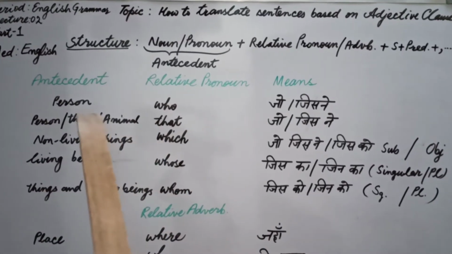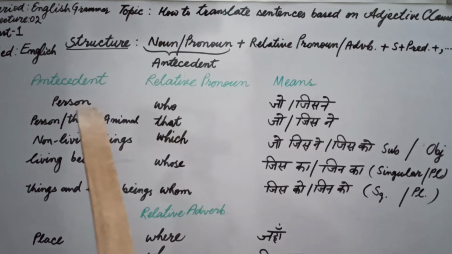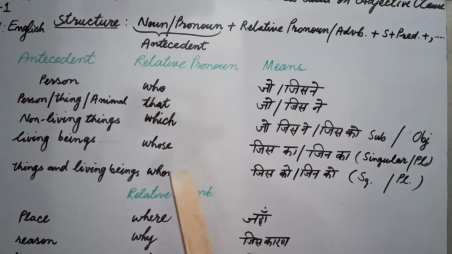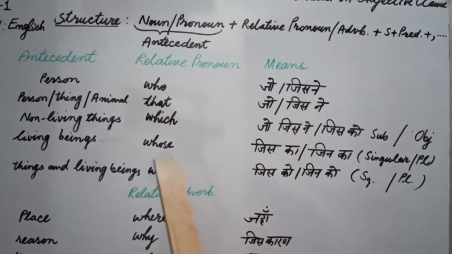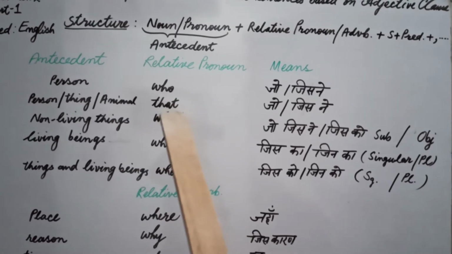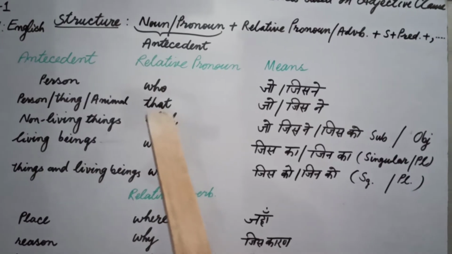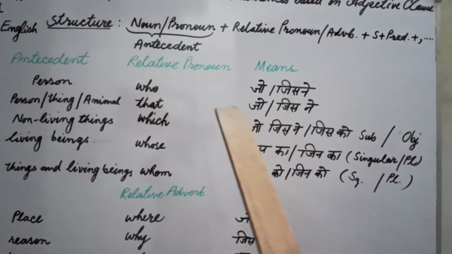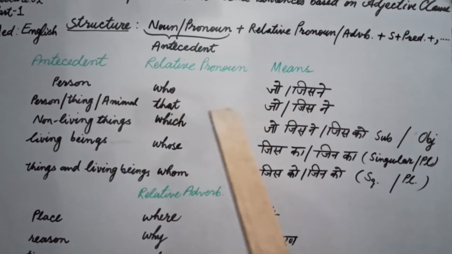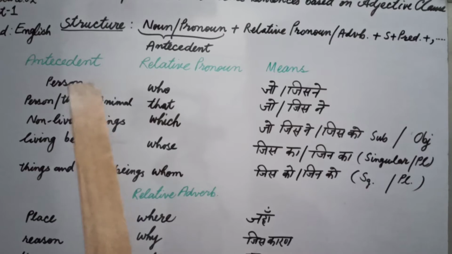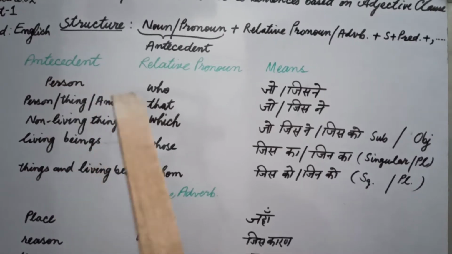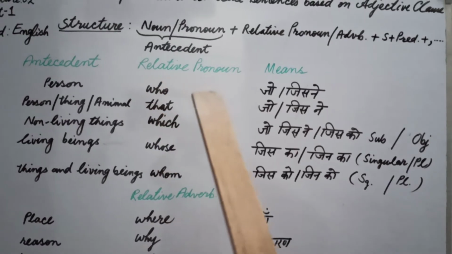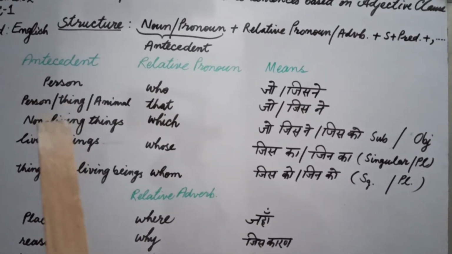The first thing: what is an antecedent? An antecedent is a word that is used just before a relative pronoun or relative adverb. We have these words which are called relative pronouns: who, that, which, whose, whom. These are categorized in three forms. First, the antecedent: the noun or pronoun that is used before who, that, which. These words, known as relative pronouns, are preceded by antecedents.